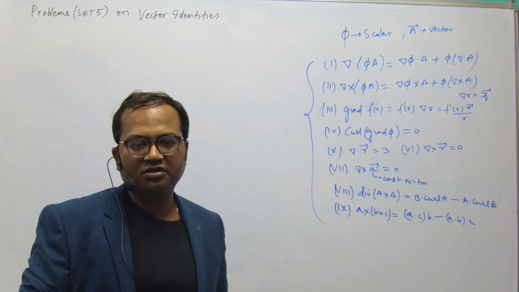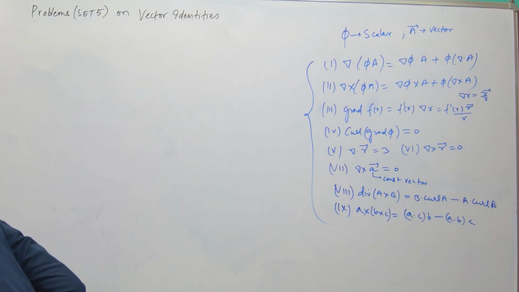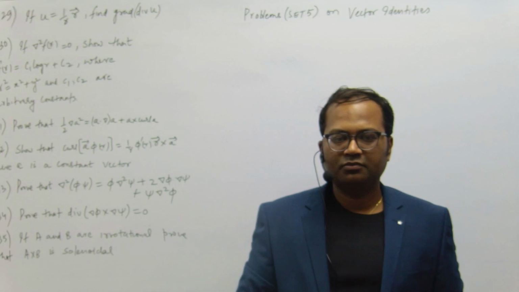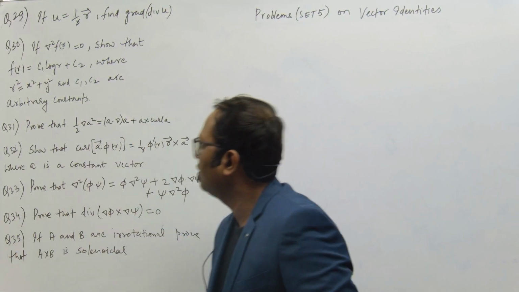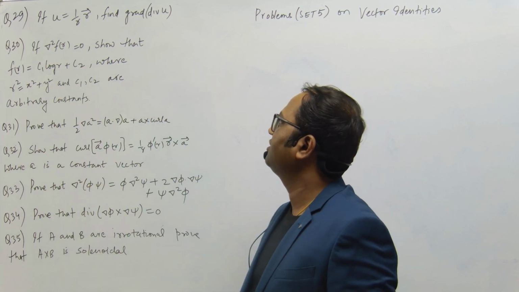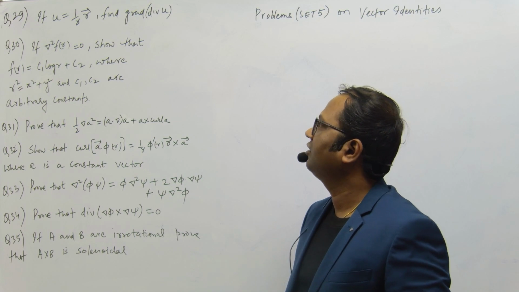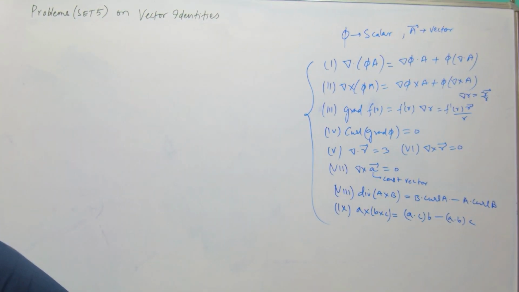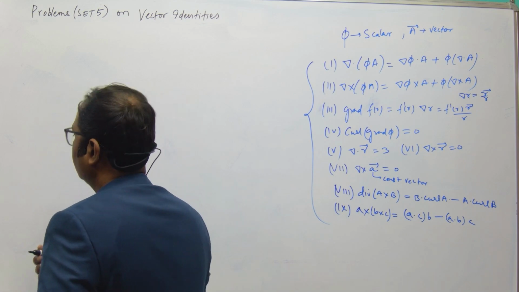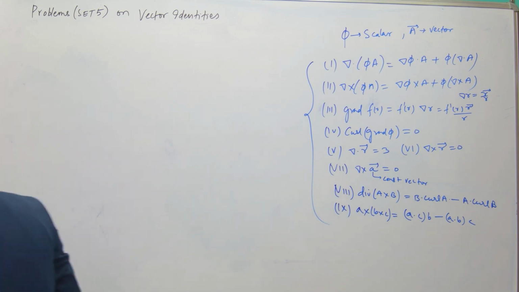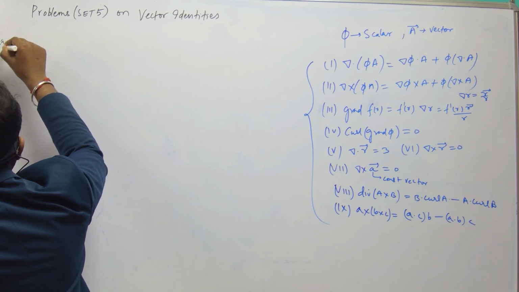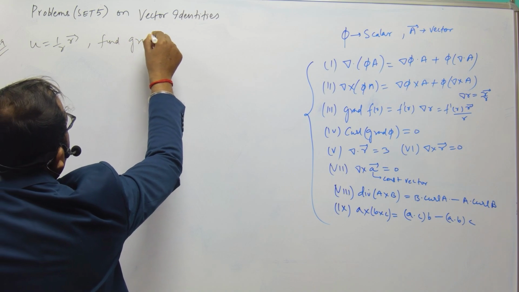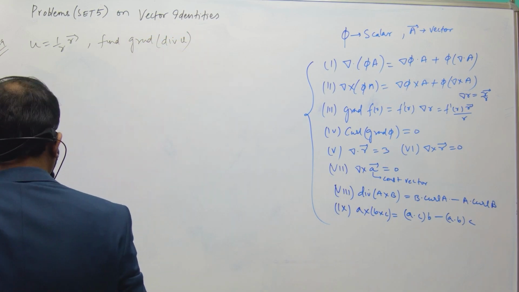So let us start discussing the problems. The first one, question number 29, is: u is equal to 1 upon r of r vector, then find the gradient of the divergence of u. This we have to find. So let us solve this.